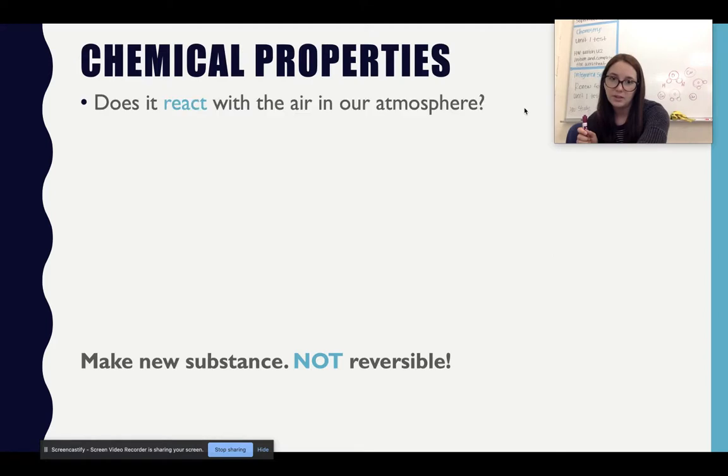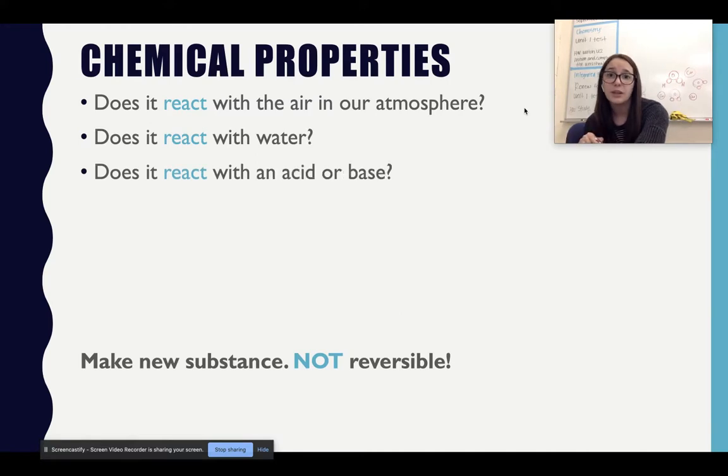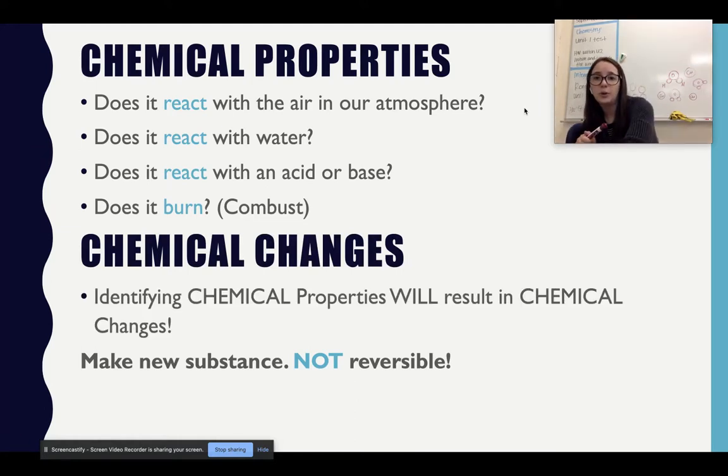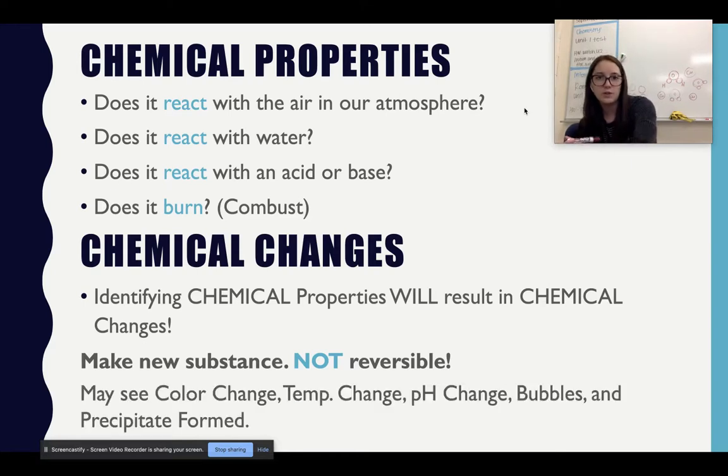Chemical properties. Does it react with the air in our atmosphere? Does it react with water? Does it react with an acid or base? Does it burn or combust? Identifying chemical properties will result in a chemical change. So a lot of chemical properties are about reacting or burning, or doing something. Whereas physical, you're just making physical observations.